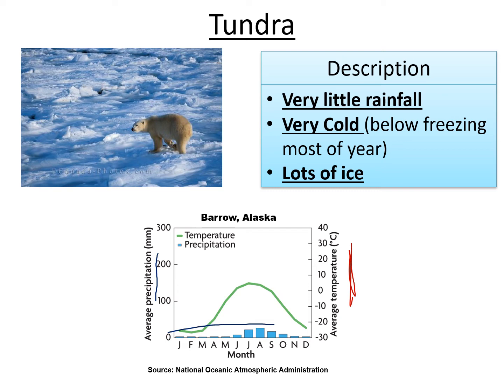The average temperature, so in red, I'm going to go ahead and draw that. The lowest is close to or between -20 to -30 degrees. That is very, very cold. And then the highs are only going to be around 10 degrees Celsius. So it doesn't get very warm. It is very, very cold throughout the entire year.